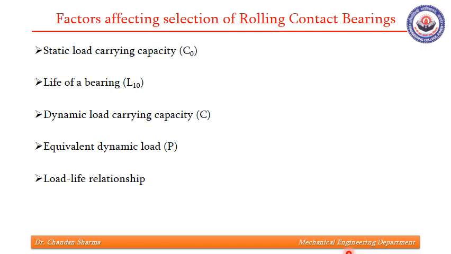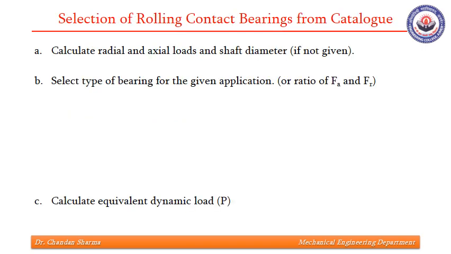We have seen all these factors in detail in our previous presentations. It is worth mentioning that C0 and C will be available in the catalog. P is something which we need to find from the given value of radial load and axial load, and life of the bearing we can predict from the catalog or data book. And then there is the load life relationship, which will be used to get into the final details. So let us look at the selection procedure of rolling contact bearing.